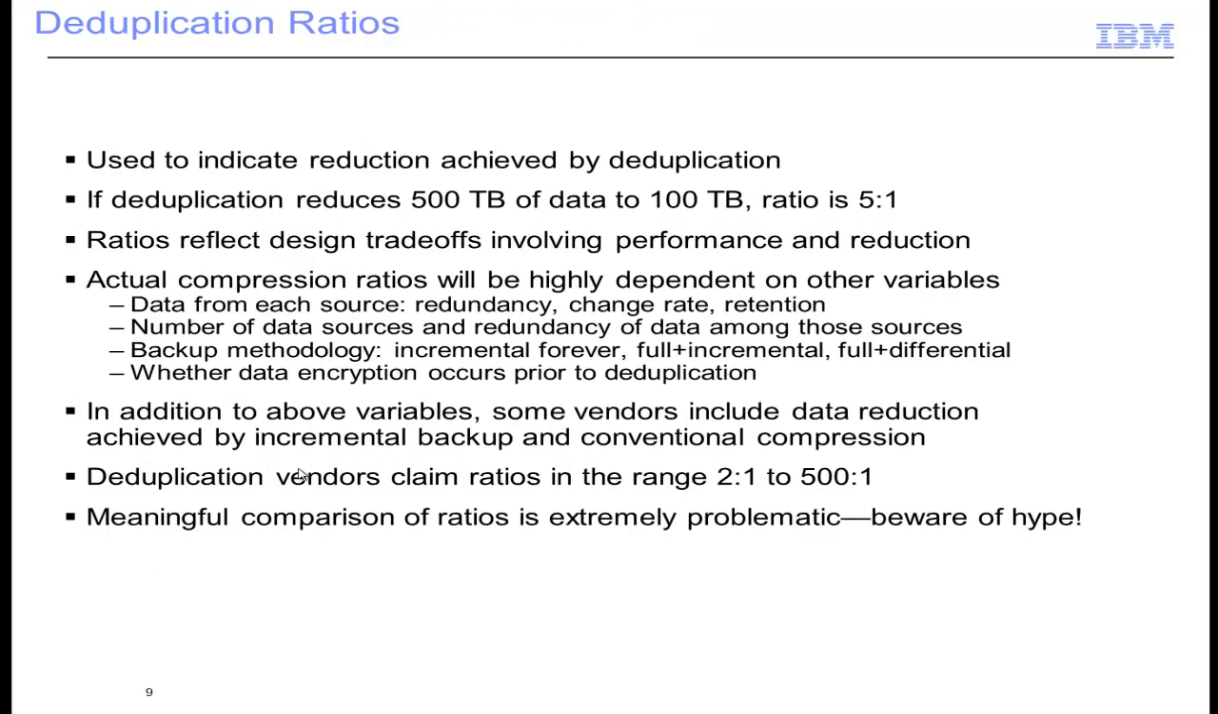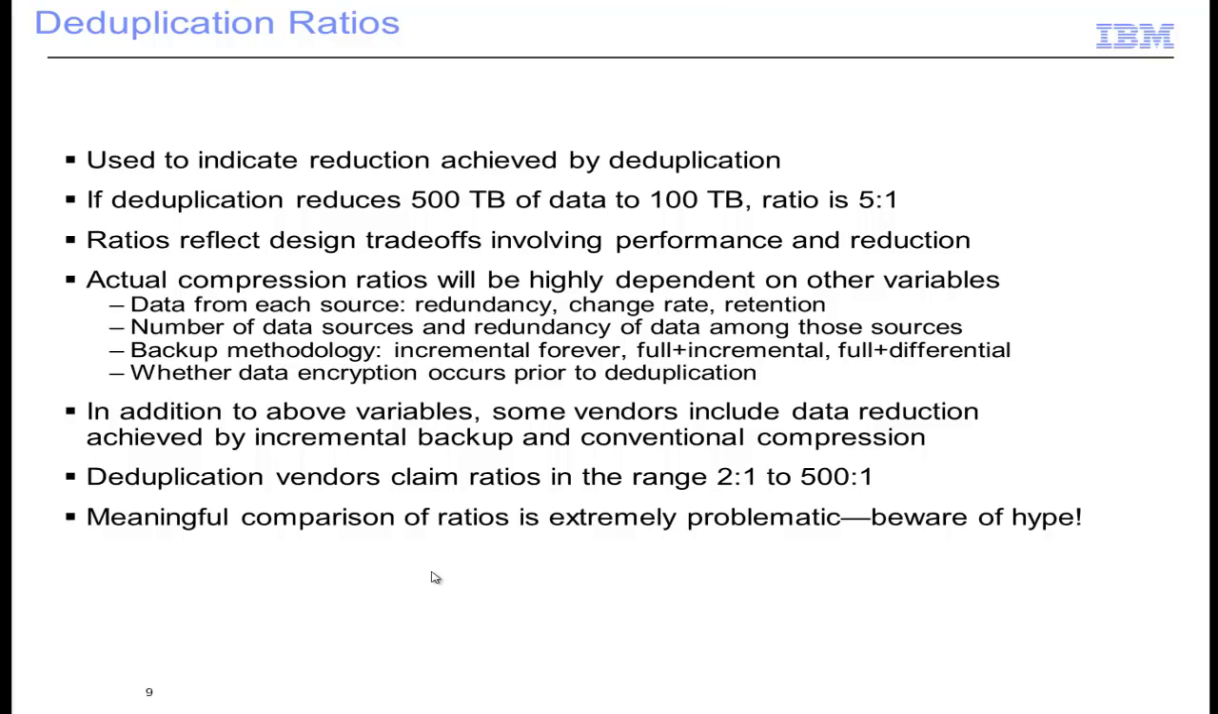One of the things you'll hear a lot about when people talk about deduplication is the deduplication ratios. And this is basically an indication of the reduction achieved by deduplication. So for instance, if you started out with 500 terabytes and after deduping it you reduced it down to 100 terabytes, you would have a ratio of 5 to 1. The problem with ratios is that there's a lot of factors that go into how these numbers are achieved.